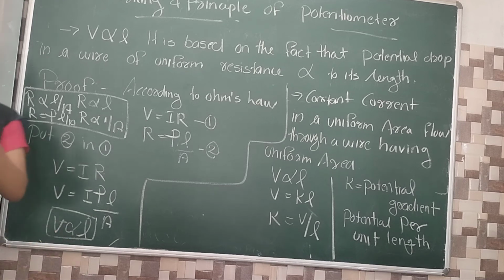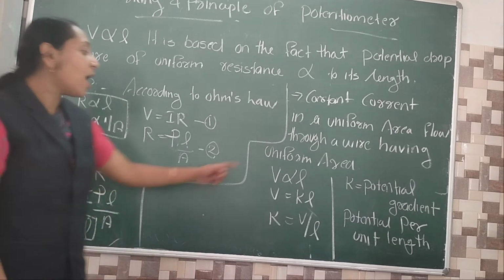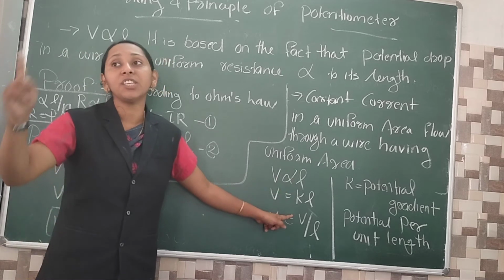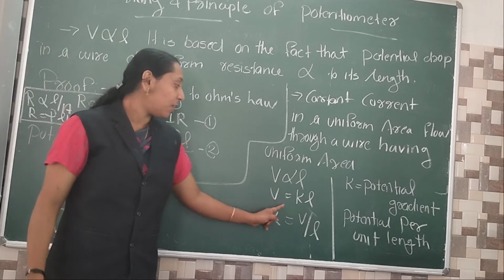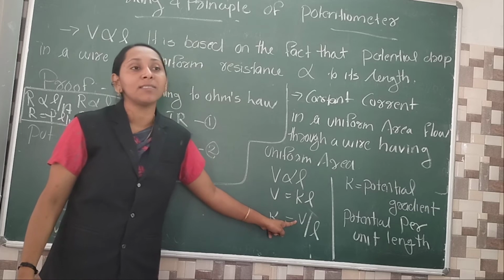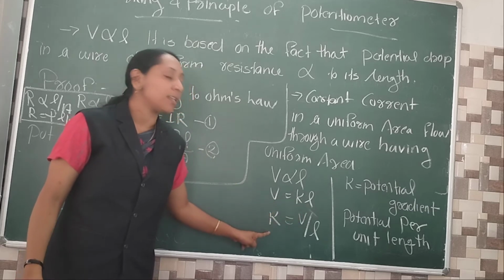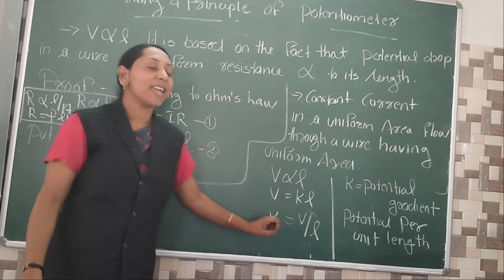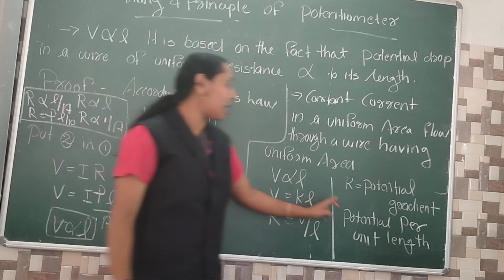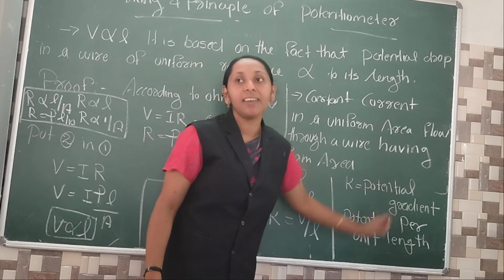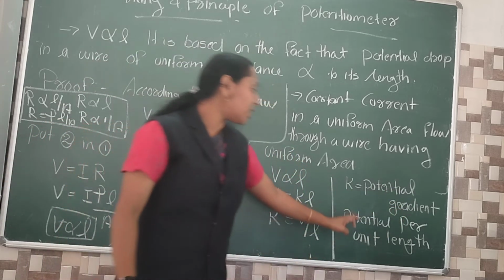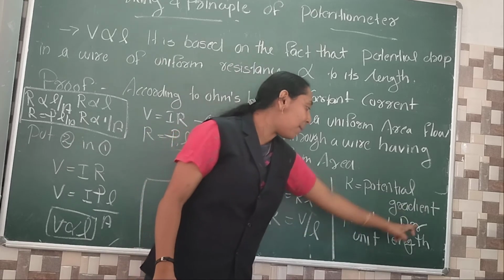Next, I rearrange this. We know every proportionality can be changed by adding a constant. So V equal to KL. I am using the constant K. From this expression, what is K? V by L. This K has a special name, potential gradient. What is this potential gradient? Potential gradient means potential per unit length.